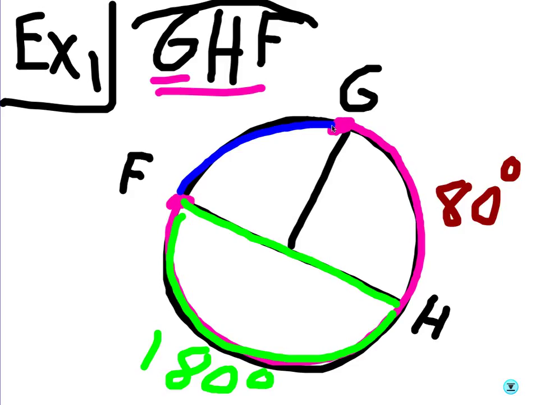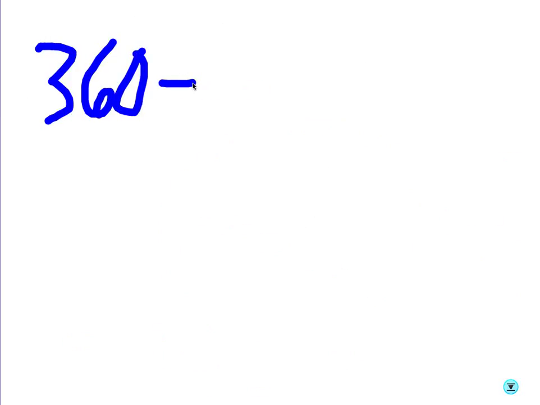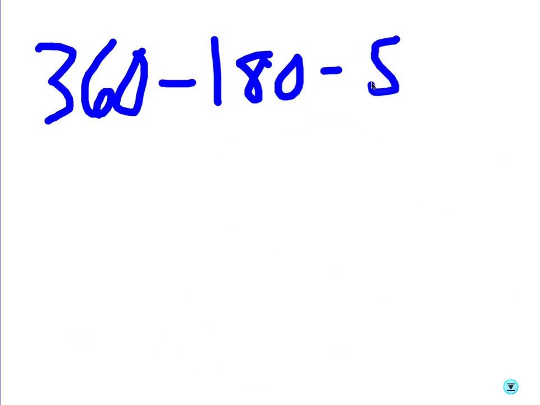Well, if it completes the circle, what do all the angles of a circle add up to be? 360. 360. So the way to find that is just to do 360 minus this angle minus this angle. We'll give you that third angle. We could call it FG. It's going to be 360, and I'll go back to that, minus 180, minus 80. Okay? So that's 100 degrees, yes.